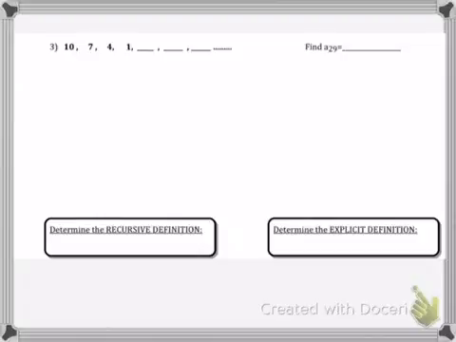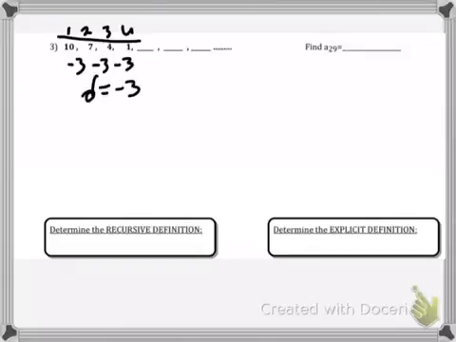Same thing here. We'll have our explicit form. So we're going to find our common difference here. I know that's 1, 2, 3, 4. Alright, so it's going down by 3. So our difference is negative 3. So 1 minus 3 is negative 2, minus 3, negative 5, minus 3, negative 8. Alright, so now let's do our first term here. a1 equals 10.